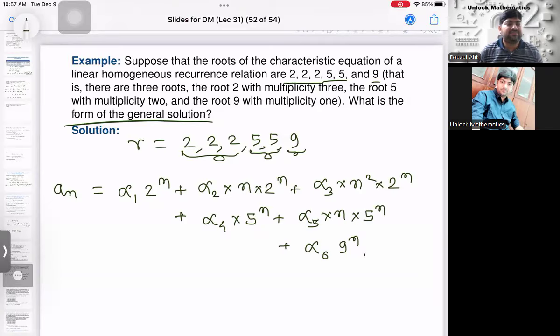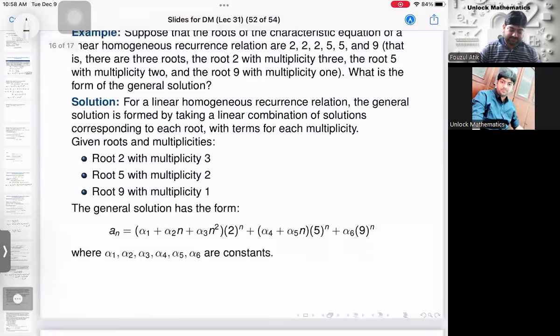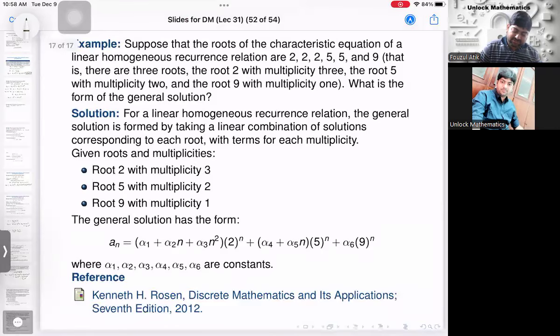Right? So we are done with this. We know that if the roots are distinct, what the formula is. We know if the roots are repeated, what the formula is. And if both situations are there, how it will work. So I'm done with this lecture. All the content I have taken from the book by Kenneth Rosen, Discrete Mathematics and its Applications. Today's lecture I went a little fast, but I hope you understand.